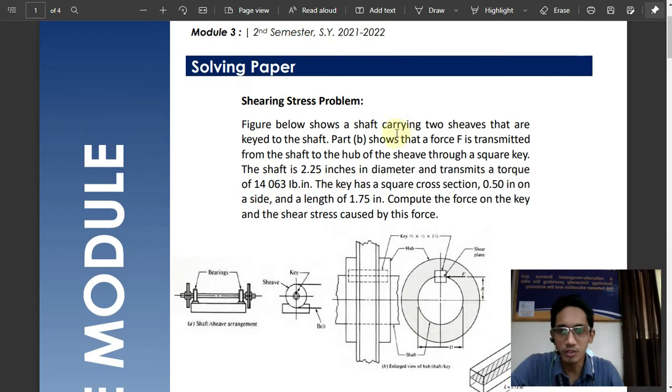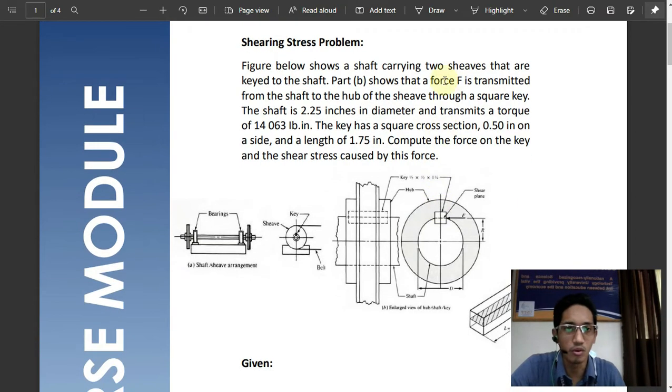Problem. The figure down below shows a shaft carrying two sheaves. Sheave, for the information of everyone, is another term for the word pulley. If you have ever seen the sidecar, they call that kuliglig, they use a pulley and belt mechanism rather than chain and sprocket. So sheaves are keyed to a shaft.